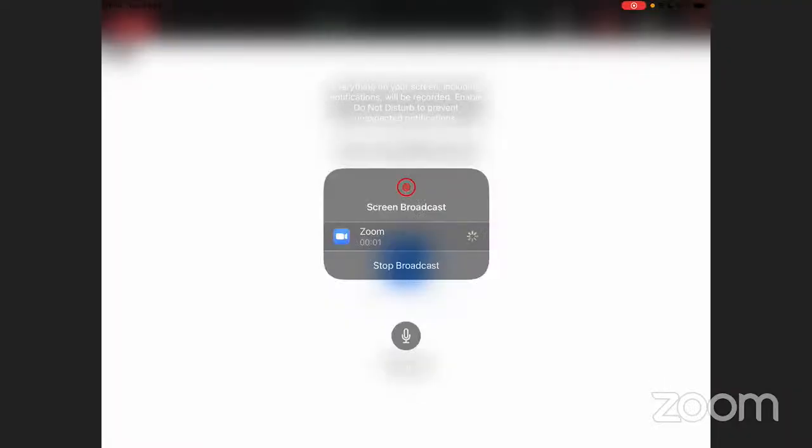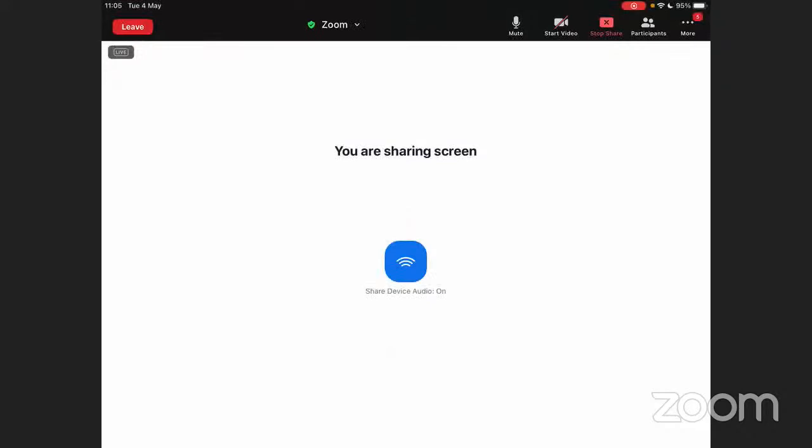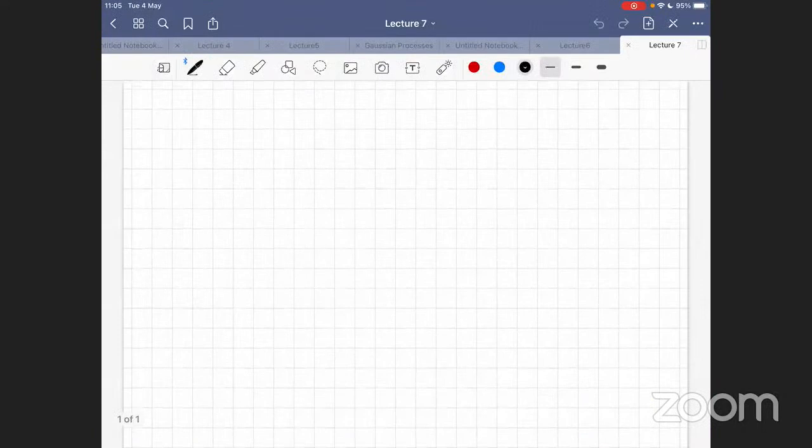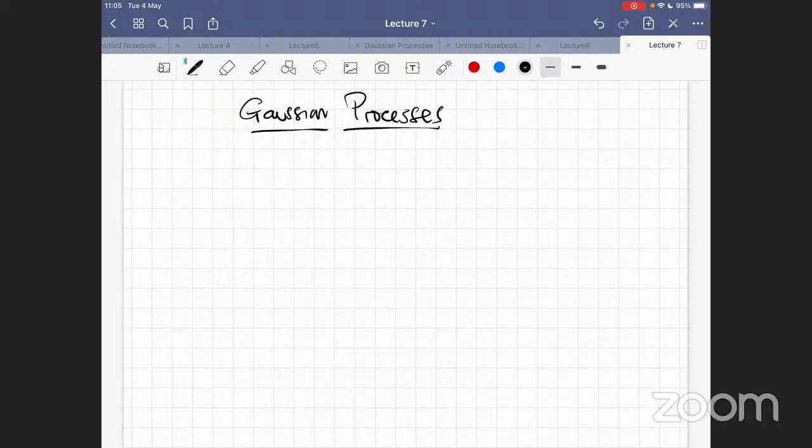So today we are going to discuss Gaussian processes as an alternative non-parametric method to do machine learning tasks. Okay, so first of all, let me try to motivate why this is a very interesting model.